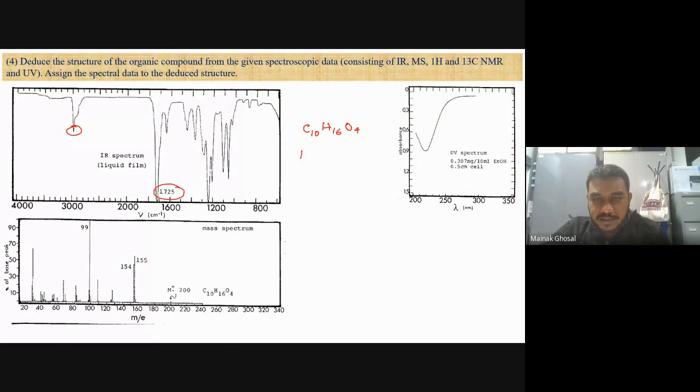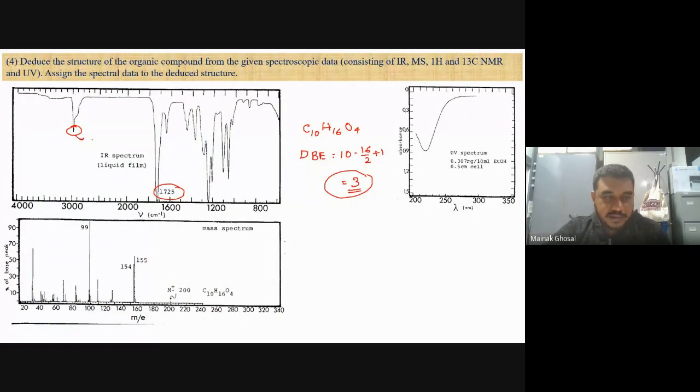So first you need to find out the DBE: 10 minus 16 by 2 plus 1 is 11, minus 8, 11 minus 8, this is 3. 3 means there is a very low chance that it is a benzene kind of system. So the main thing you get here is that a benzene kind of system could not be present, because in a benzene kind of system you have seen that there should be more DBE, 4, 5, 6. So now I am coming to this one.